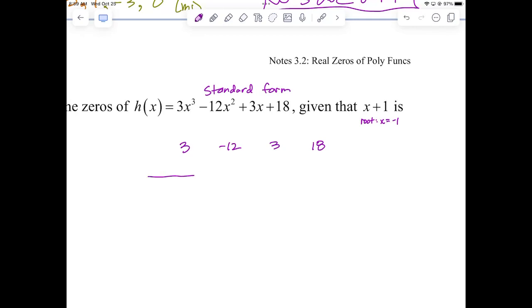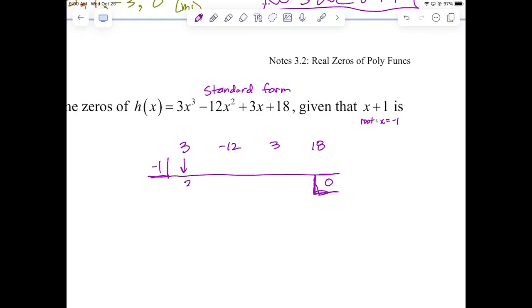Now we draw a line underneath there with the little box out front, and this box at the back should be what at the end here? It should be 0 if what they told us was true, if x plus 1 is actually a factor and -1's a root. Now what goes in the box in the front? 1 or -1? -1. Good. We always synthetically divide with the root.